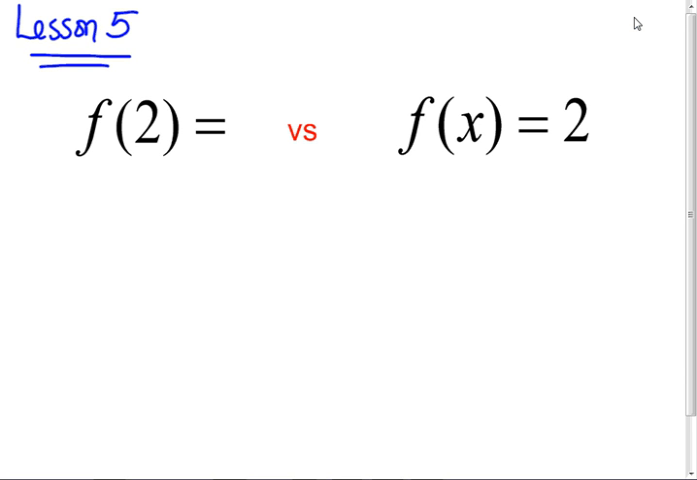Okay, you guys, with our function notation, we have seen this. Those look different, don't they? They do look alike, but they are different. This says f of 2. It's saying x equals 2.